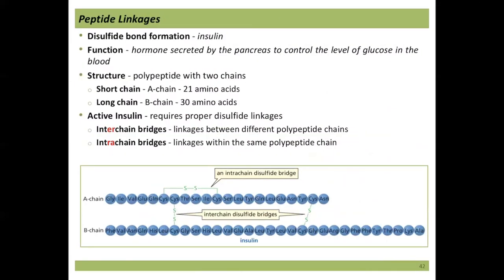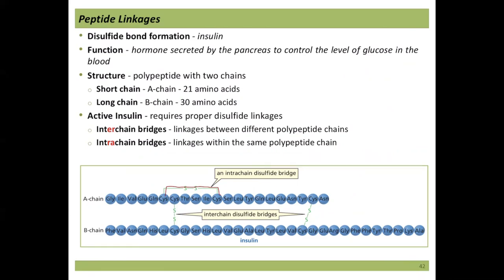In fact, insulin actually has three disulfide bonds. They have one intra-chain linkage, meaning a disulfide within the same chain. And then we have two interchain linkages. So actually insulin is a dimer of two short peptides.